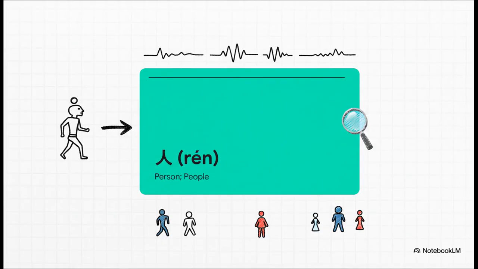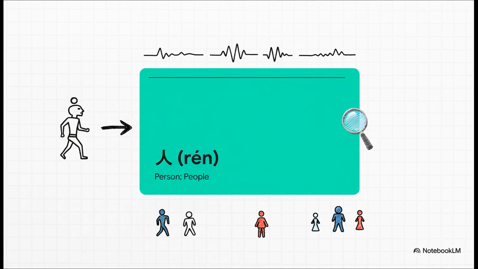And here it is. This is the one. The character is 人, and it's pronounced ren. Its meaning couldn't be more simple or more important. Person or people. It's such a universal concept, and because of that, this character is, well, it's everywhere in Chinese. Understanding this one character is absolutely non-negotiable for any serious student of the language.